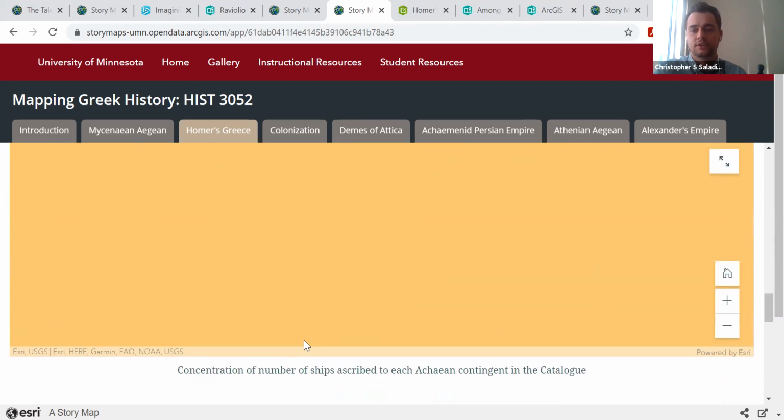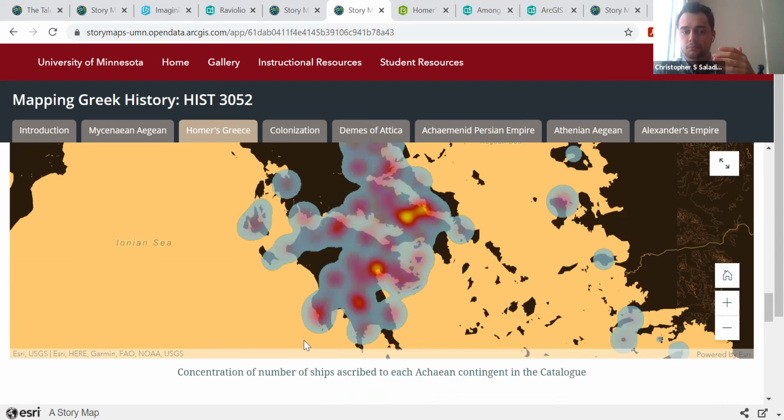And the other cool thing about this is that you can visualize the data in multiple ways. So this is the same data set, but here I'm representing the concentration of the number of ships that the contingent was said to have brought. So you get an idea of the concentration of where most of those places are, where most of the ships are coming from, or said to be coming from.